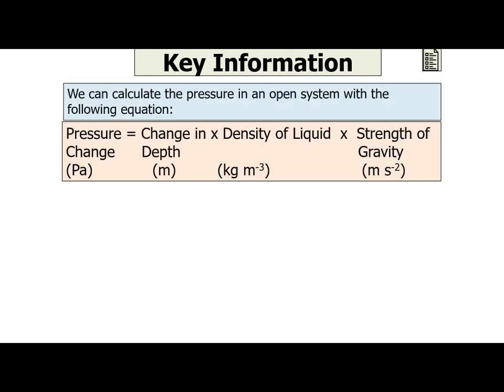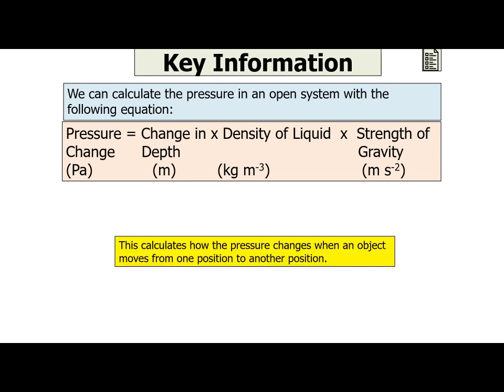Now, we can calculate the pressure in an open system with the following equation: the pressure change in pascals is equal to the change in depth in meters times the density of that fluid in kilograms per meter cubed times the strength of gravity in meters per second squared. This equation calculates how the pressure changes when an object moves from one position to another in the fluid.